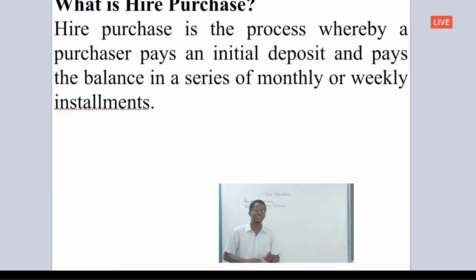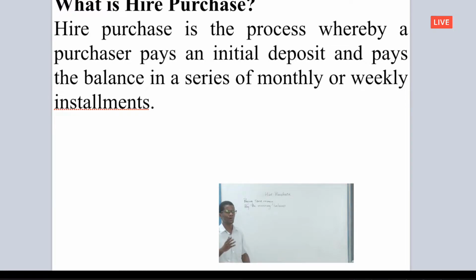Now, hire purchase is a process whereby a purchaser, so you, the person buying, pays an initial deposit. So this way you come in, you're paying some money, that's the initial deposit. And sometimes they call deposit down payment. So you need to know that as well. You can either hear deposit or you'll hear down payment. And you pay the balance in a series of monthly or weekly installments.